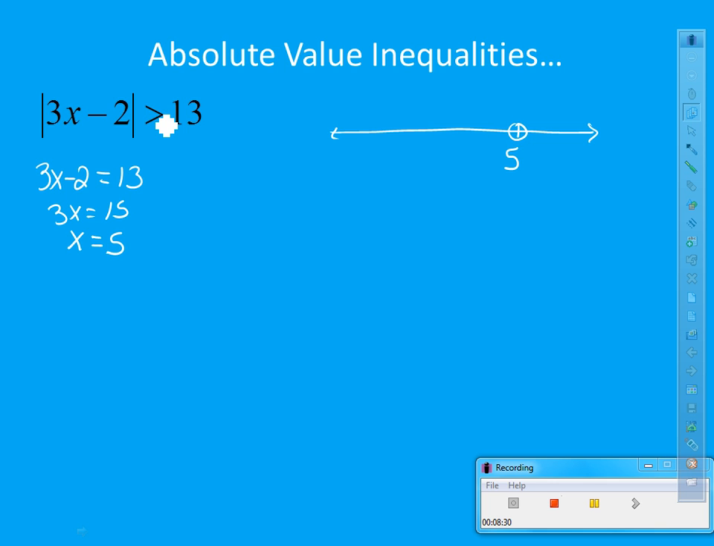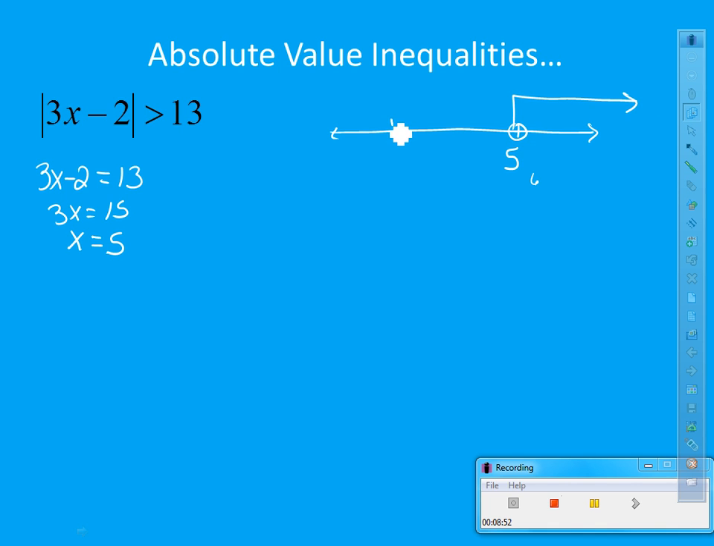I'm going to see what kind of numbers I can use now. So I might look at 6. If I look at a 6, 3 times 6 is 18. 18 minus 2 is 16. 16 is definitely greater than 13, so I could use a 6, a 7, an 8. So I can use this set of numbers.